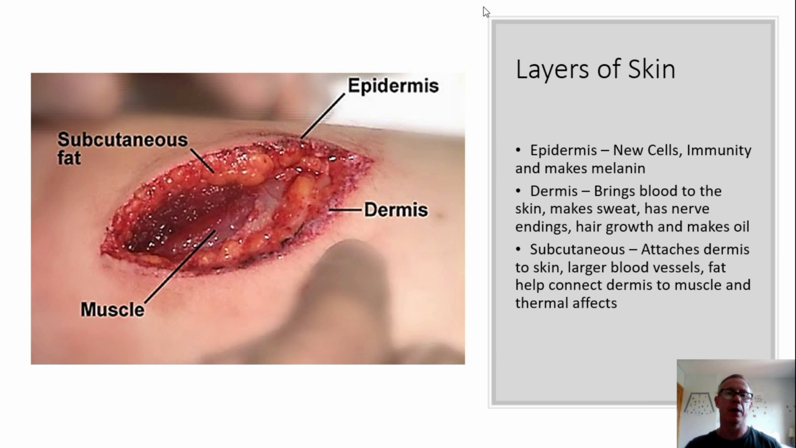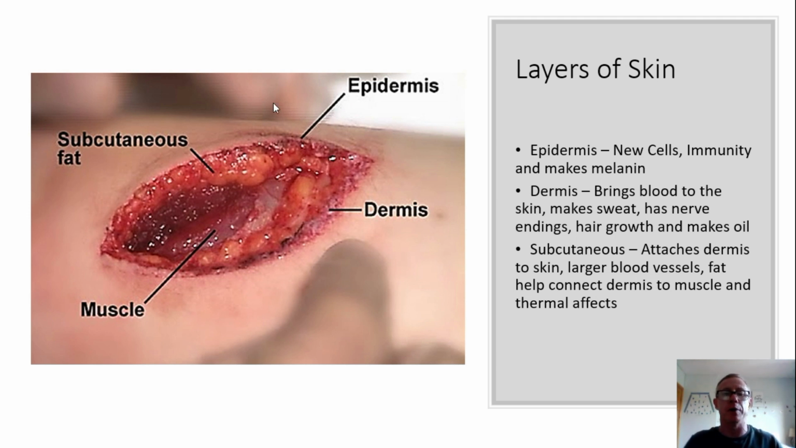Layers of the skin. The outermost layer is the epidermis. You'll see it there in the top right hand side of your picture. That's the outer layer of skin, and it is responsible for producing new cells, immunity cells, and it also makes melanin. The thing about the epidermis is that when it gets split or damaged, it affects the cells which produce immunity cells, which then has an impact in terms of bacteria or infection.